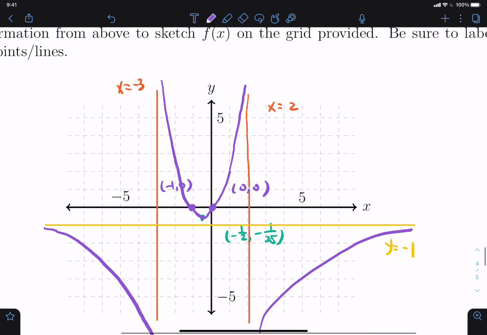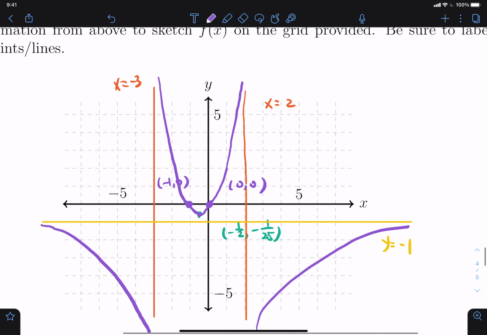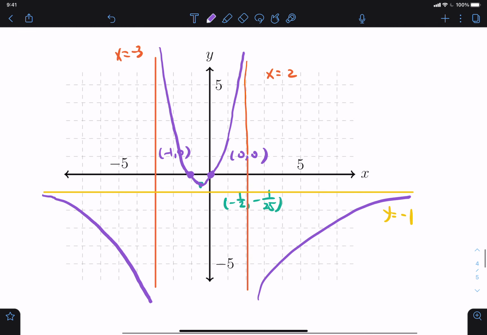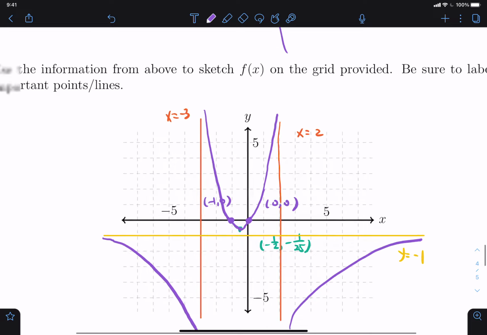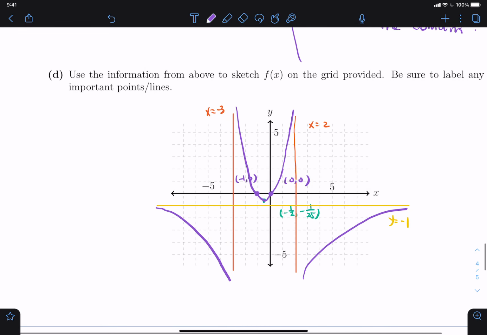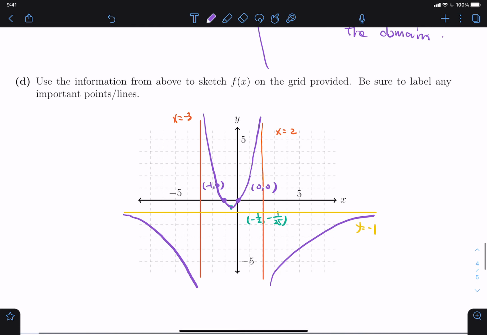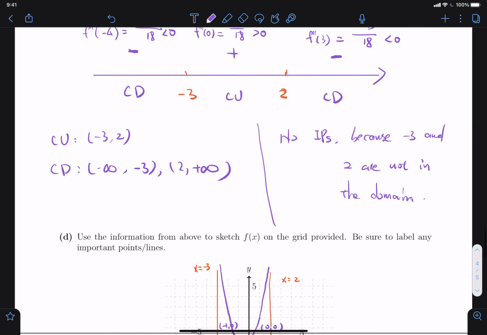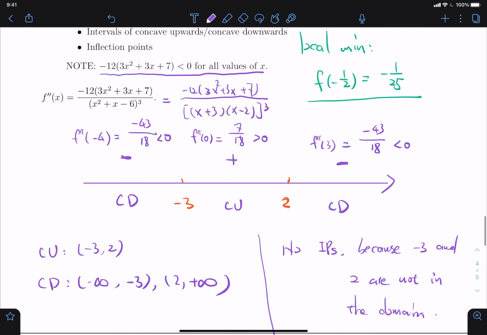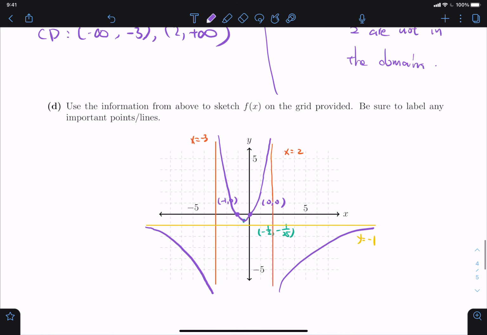So that is our rough sketch, and there are no inflection points for this function. So that's all of the curve sketching, and also very straightforward. So I think that is all for today, and I will see if you have any questions. Any questions?